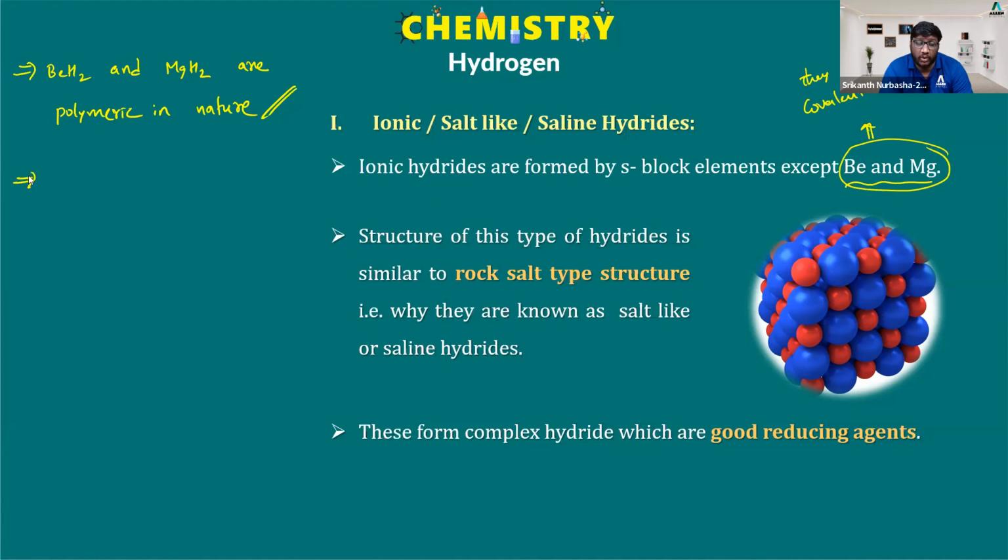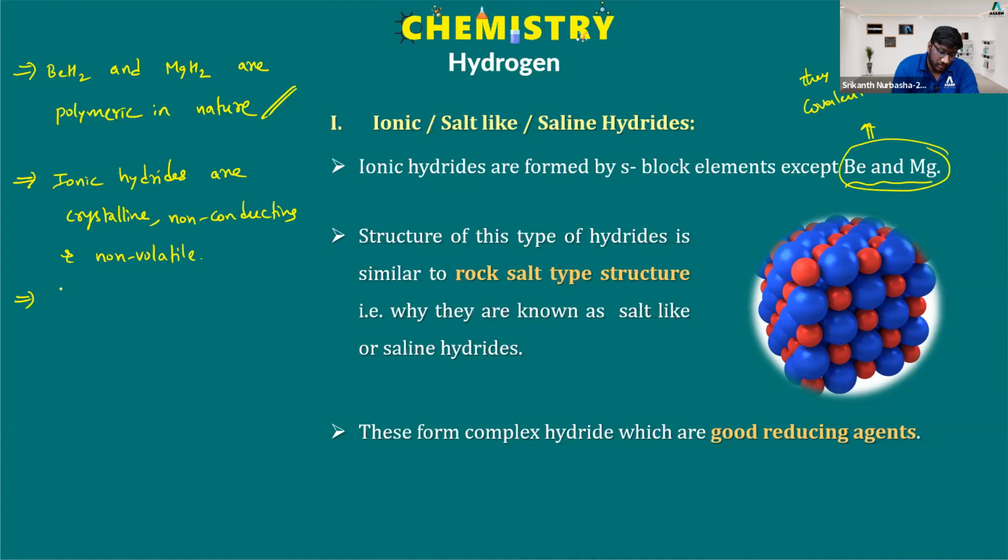Ionic hydrides are crystalline, non-conducting and non-volatile. In ionic hydrides we have respective cations and anions present at the lattice sites. The large anions generally form the lattice, and the small cations are present at the interstitial sites. They are non-conducting because there are no free electrons and free ions, and non-volatile because of the strong electrostatic force of attraction. They are non-conducting in the solid state, but in the molten state they can act as conductors.